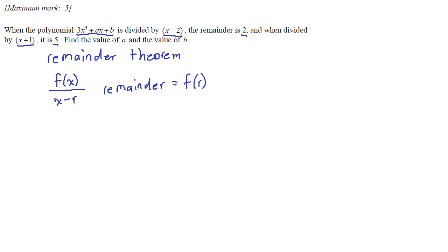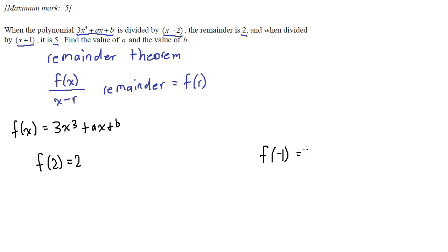So in our case, we can define f of x to equal the expression given, 3x cubed plus ax plus b. And now we can use the remainder theorem, and we can say that f of 2 will equal 2. So here we're saying that when we divide by x minus 2, the remainder is equal to 2. And we can say that f of negative 1 is equal to 5.